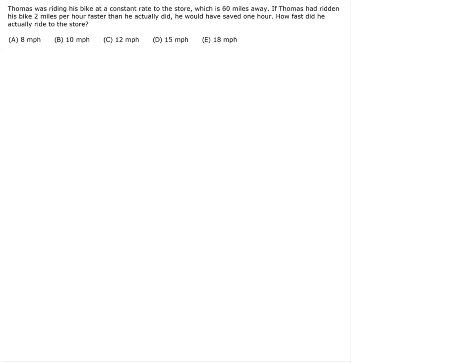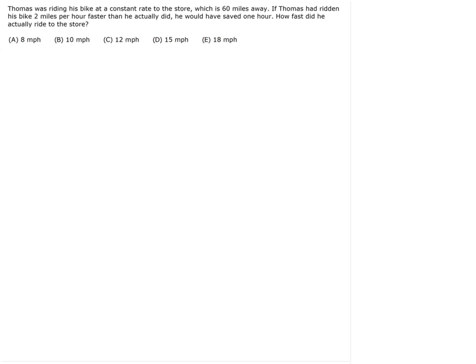All right, guys. So this is a problem that's very difficult, no doubt, but we can make it as simple as possible. So we have Thomas. He's riding his bike at a constant speed of, it doesn't give us a constant speed, but we know the store is 60 miles away. It says if he had ridden his bike 2 miles per hour faster than he did, he would have saved an hour. And we want to know how fast did he ride.